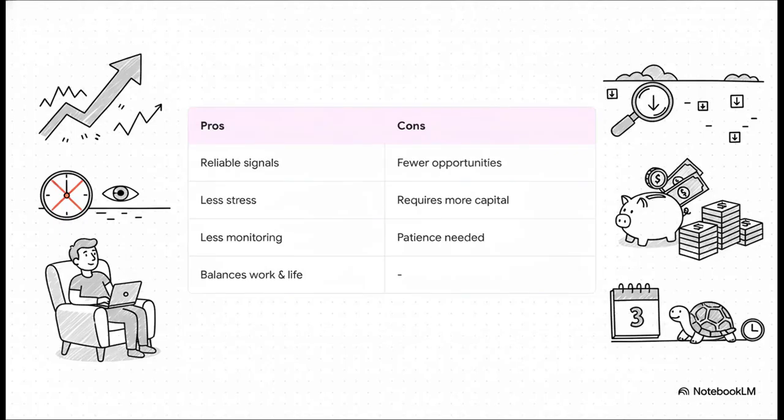And the benefits here are pretty obvious. The signals you get are way more reliable because you've filtered out all that short-term noise. Plus, you don't have to stare at the screen all day. The flip side is you'll see fewer trade setups, and you do need a bit more capital to handle the bigger price moves while you're in a trade.